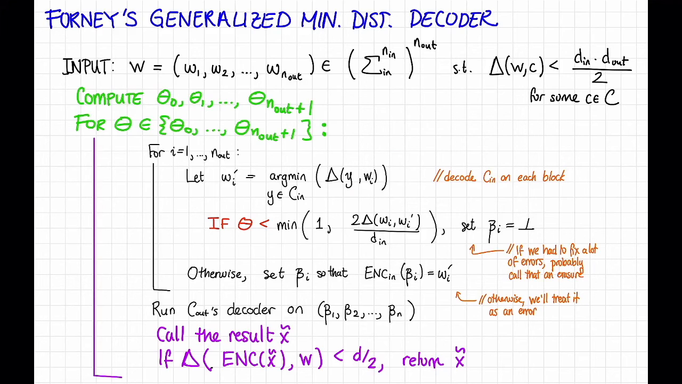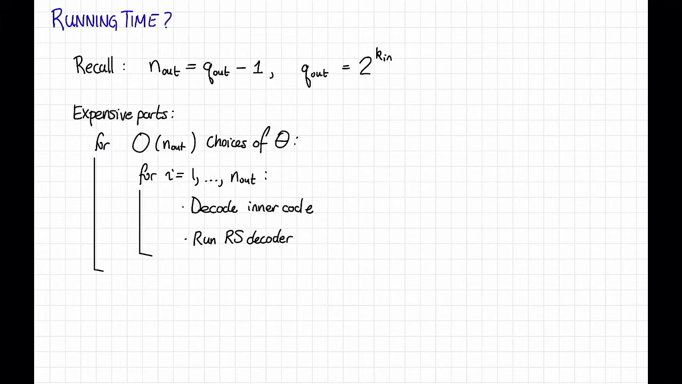What is the running time of this algorithm? Okay, so to think about the running time, I've simplified the algorithm somewhat to just denote the expensive parts. It's a good exercise to go and check that everything that I didn't list here is pretty fast and negligible compared to the cost of these things. So here are the expensive parts. For each of big O of n_out choices of theta, for each block, there's n_out of those, I have to decode the inner code C_in at that block. Oh, whoops, my loops are wrong here. I have to run the Reed-Solomon decoder, although that's outside of this inner loop here.